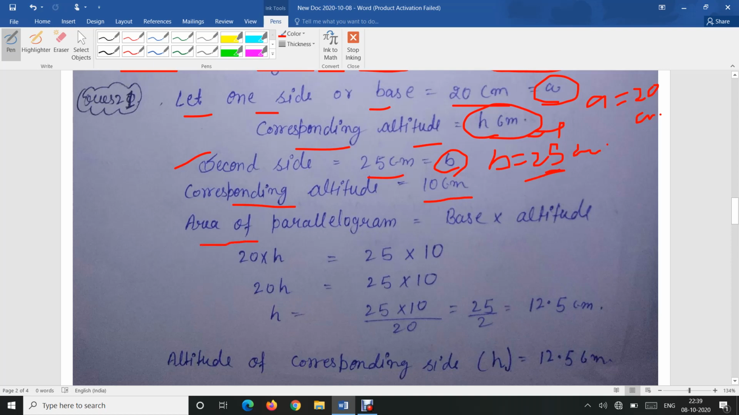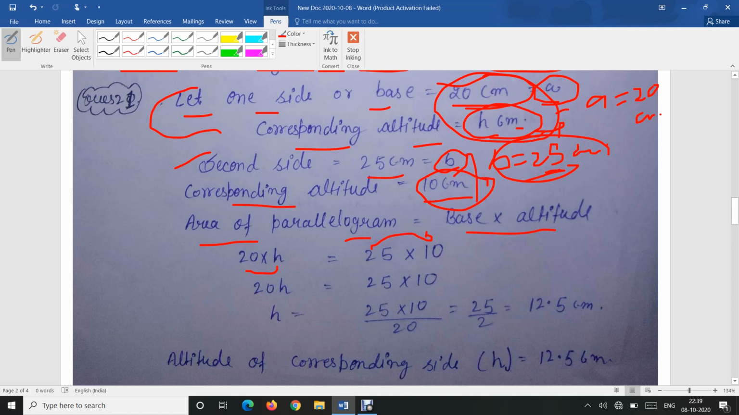You know the formula for the area of parallelogram is base multiplied by altitude. So in both the cases you have to apply this formula. For the first case it will be base multiplied by height. Base is 20 and height is h, so you can write it 20 multiplied by h. And in the second case base is 25 and the height is 10 centimeter, so it will be 25 multiplied by 10. It is talking about the same parallelogram.